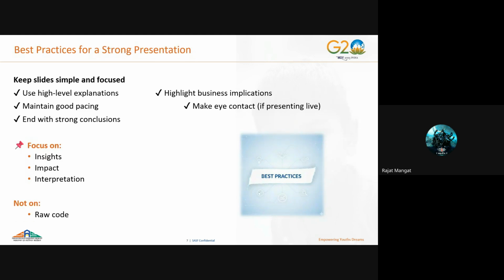Best practices for a strong presentation are as follows. Keep slides simple and focused. Use high-level explanations. Maintain good pacing and end with strong conclusions. Also highlight business implications and make eye contact if presenting live. You should not be fast during your presentation, and you should not be slow. The pace should be medium, so that your users are able to understand what you need to convey to them.